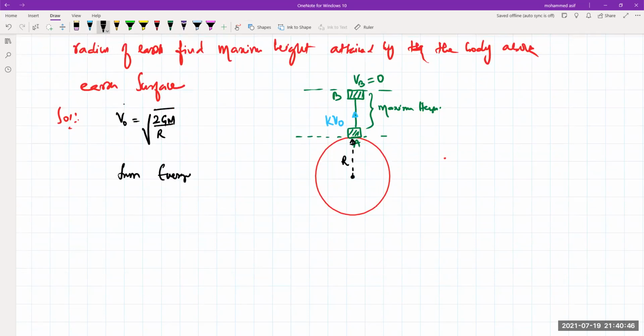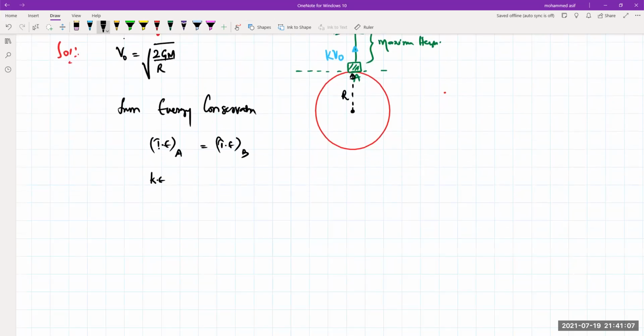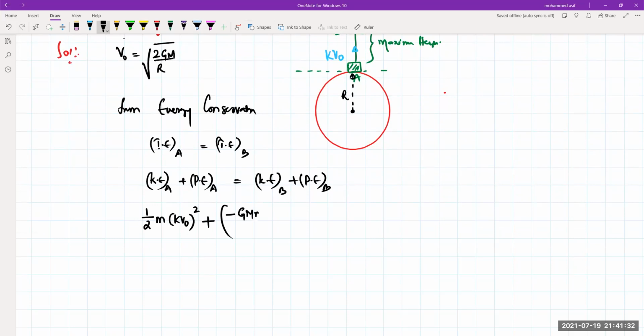From energy conservation, can you tell me what is the total energy at A, beta? Total energy at A must be equal to total energy at B. Now tell me, what is the total energy at A? Kinetic energy at A, half m v squared, plus potential energy at A must be equal to kinetic energy at B plus potential energy at B. Kinetic energy at A means half into m into velocity, which is K into V naught, so half m K squared V naught squared, plus the potential energy, which is minus G capital M small m divided by capital R on the surface of the earth.